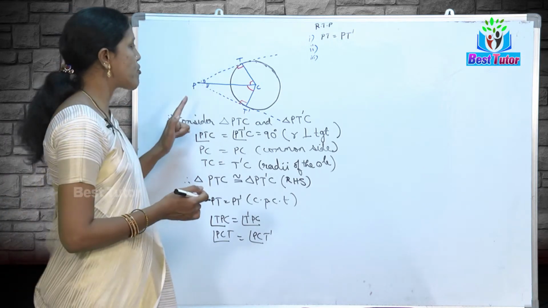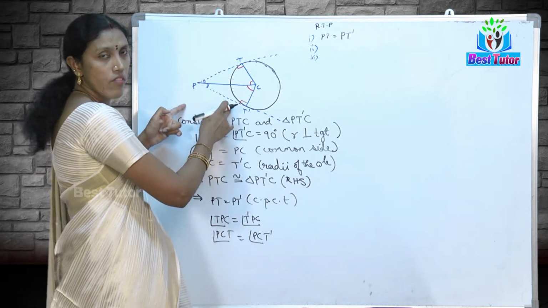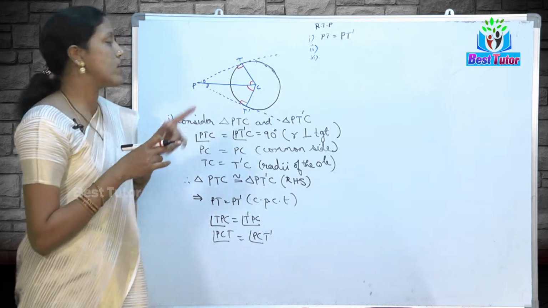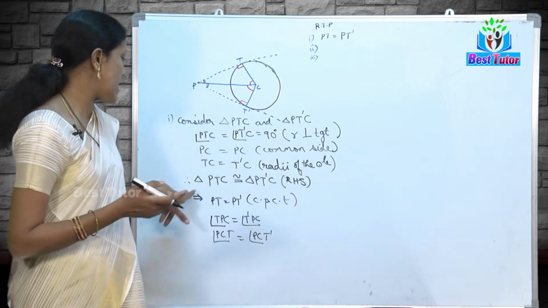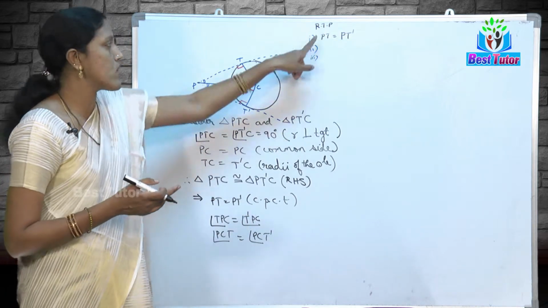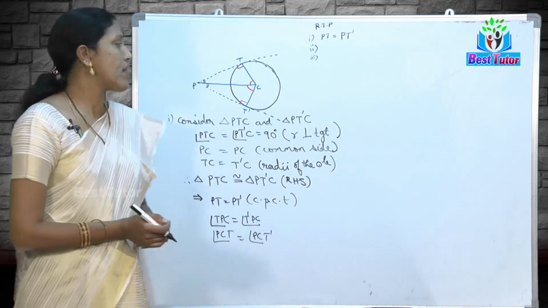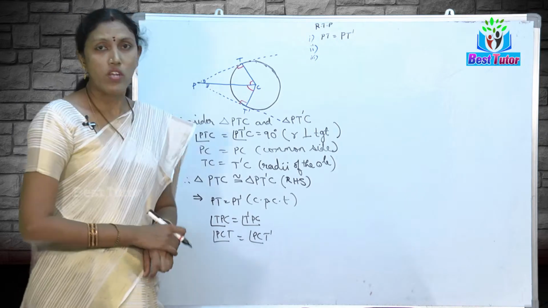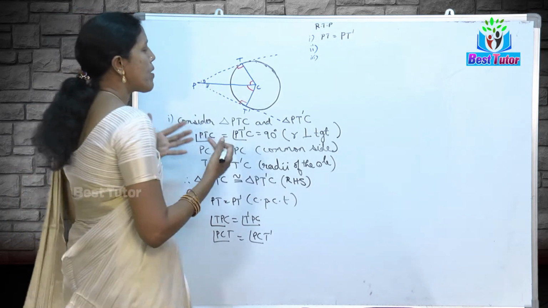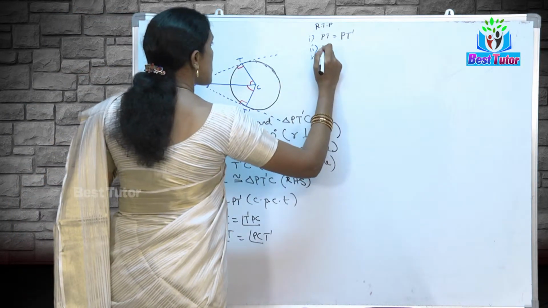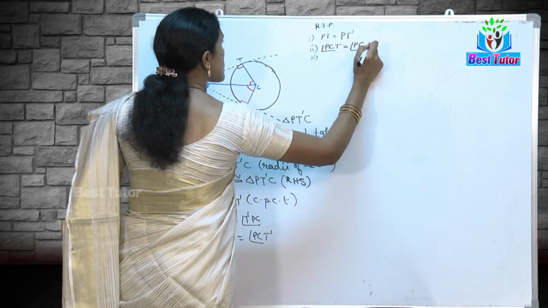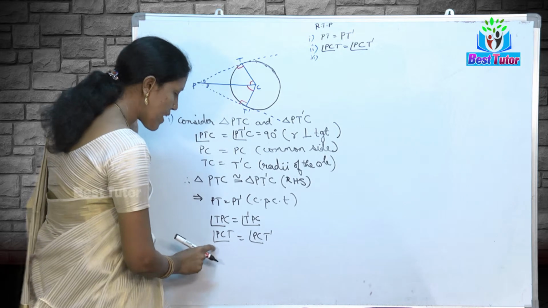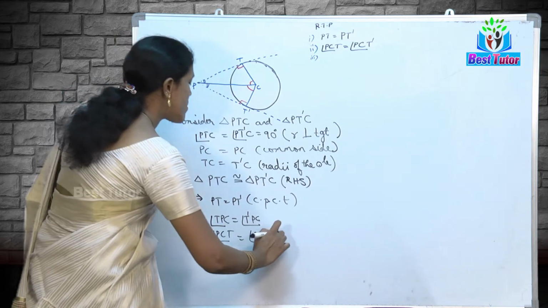So first thing we proved is 2 tangents are equal from an external point. When 2 tangents are drawn to a circle from an external point, then the measures of the tangents are equal. PT is equal to PT'. That is the first thing. Second statement, as I said, they subtend equal angles at the center. What do you mean by subtending equal angles at the center? Angle PCT should be equal to angle PCT'. We have proved that angle PCT is equal to angle PCT'.